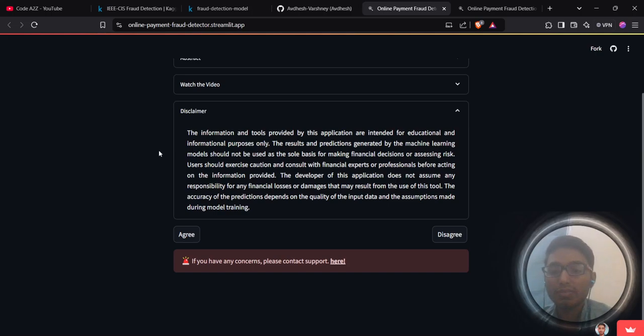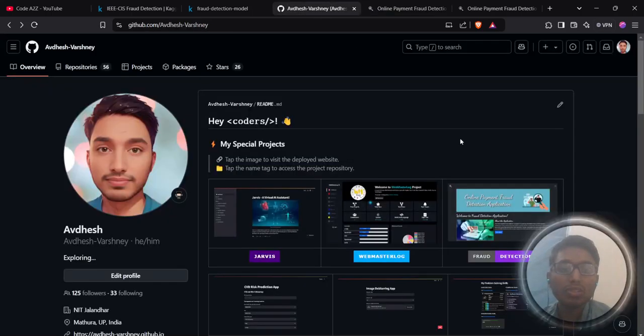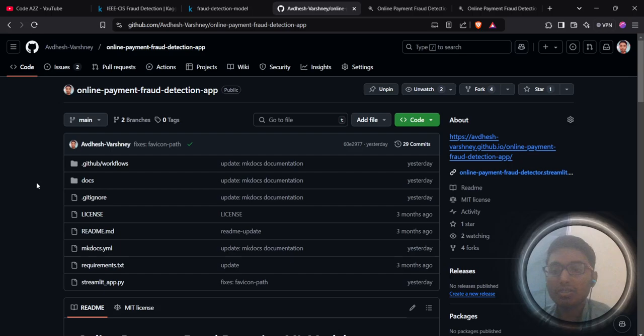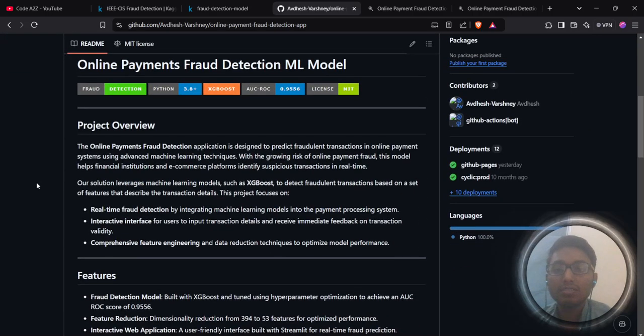So if you want to go through this application, just go to onlinepaymentfrauddetector.streamlit.app, and you can also go through the whole code and the documentation from this repository. You can see the AUC-ROC score for this online payment fraud detection model on XGBoost is 0.9556, which is very good for a machine learning model.